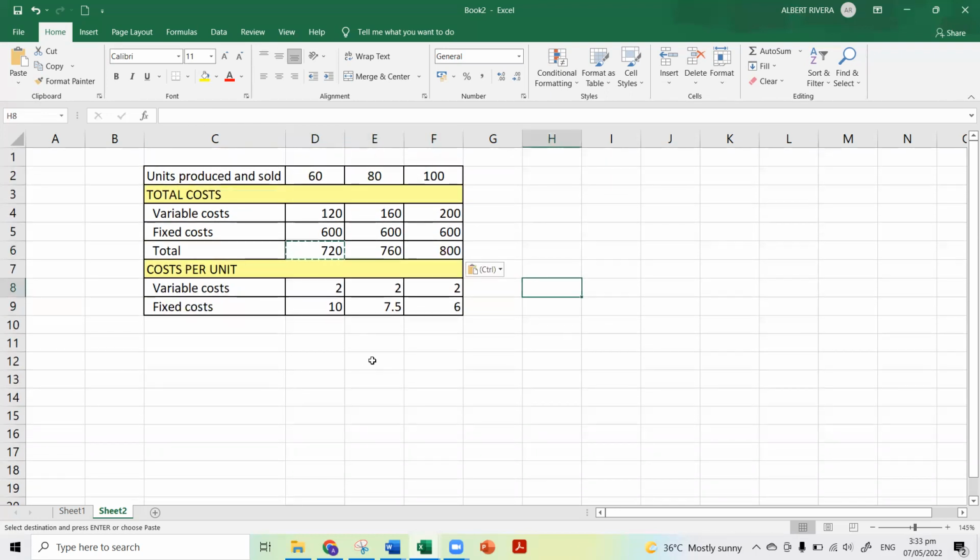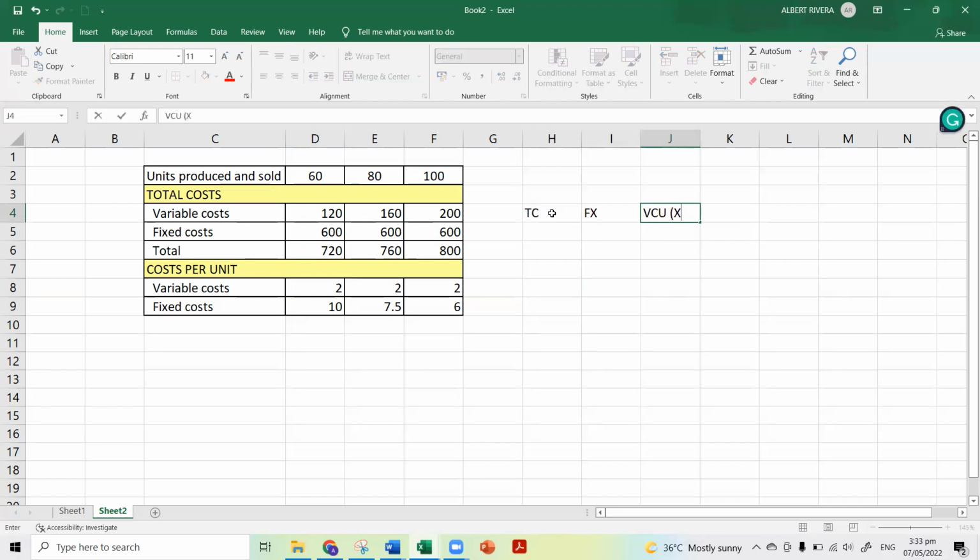Okay, so if we will use the formula for total cost, your total cost equals your fixed cost plus the variable cost per unit times the activity. If you want to know the total cost of 60 units produced, your fixed cost is 600, while your variable cost per unit is how much? 2, times the activity, which is 60. So your total cost here is 720. Okay? So, this is your fixed and this is your variable. So, let's go back to the exercise.